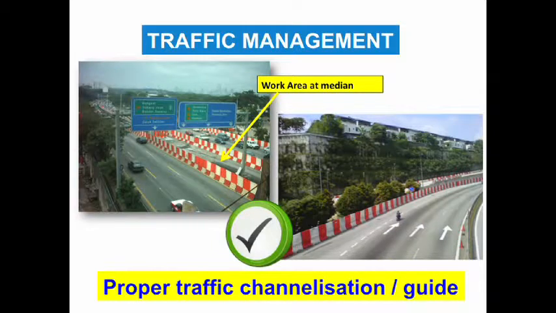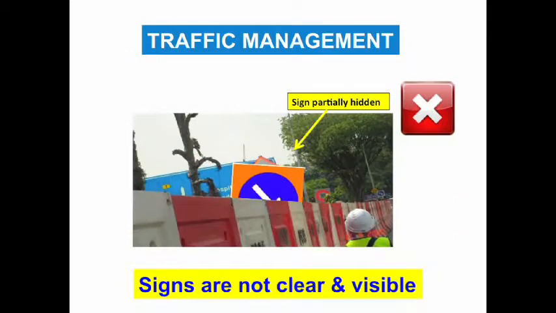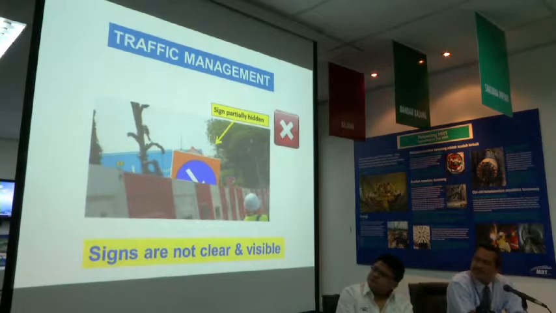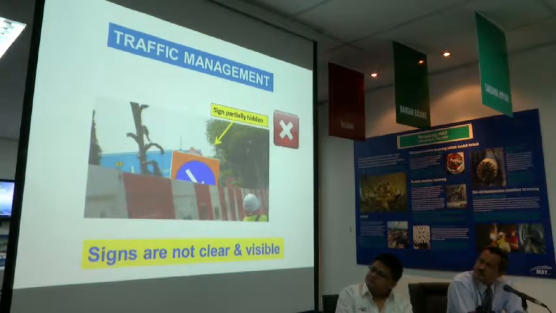Okay, again, proper traffic channelization or guidance when approaching the work zones. Here you can see that the barriers are properly aligned to make sure that traffic can channel smoothly through the work areas. This is a common mistake made by many contractors, which we can see in Malaysia. When signs are installed, warning signs must be clear and must be visible. So we will not allow for things like this to happen on the MRT project.